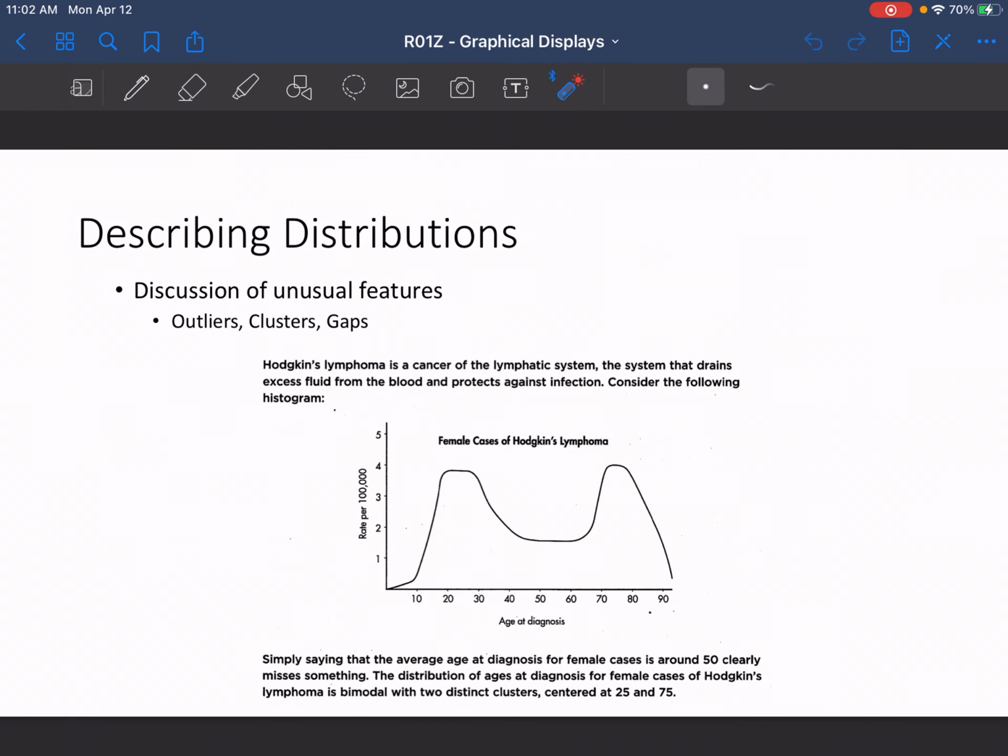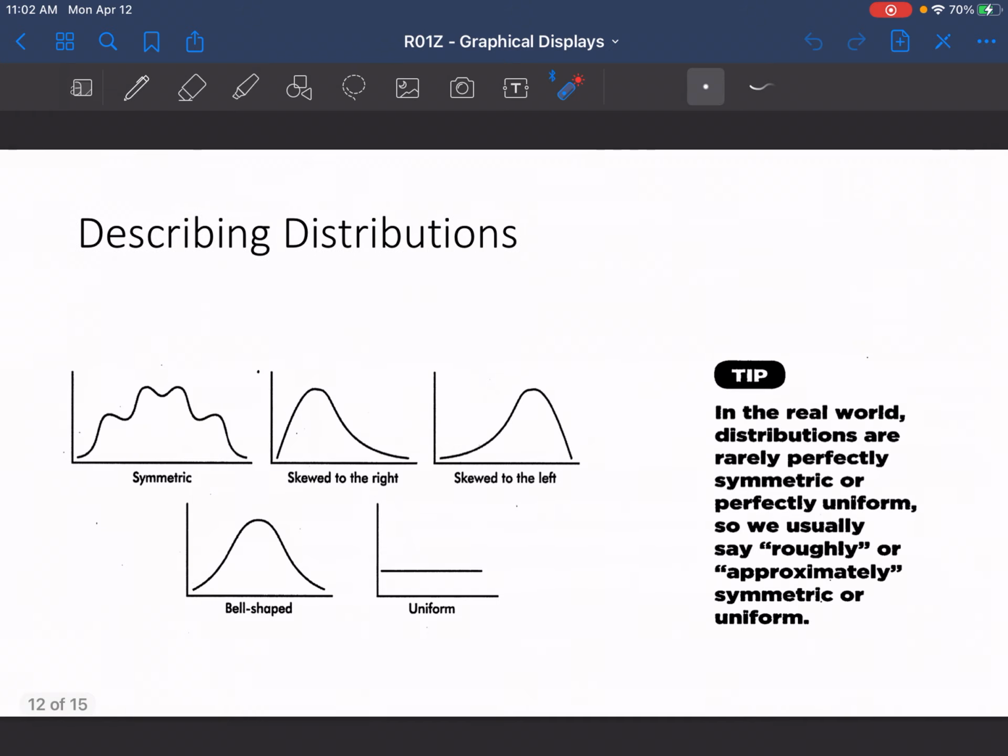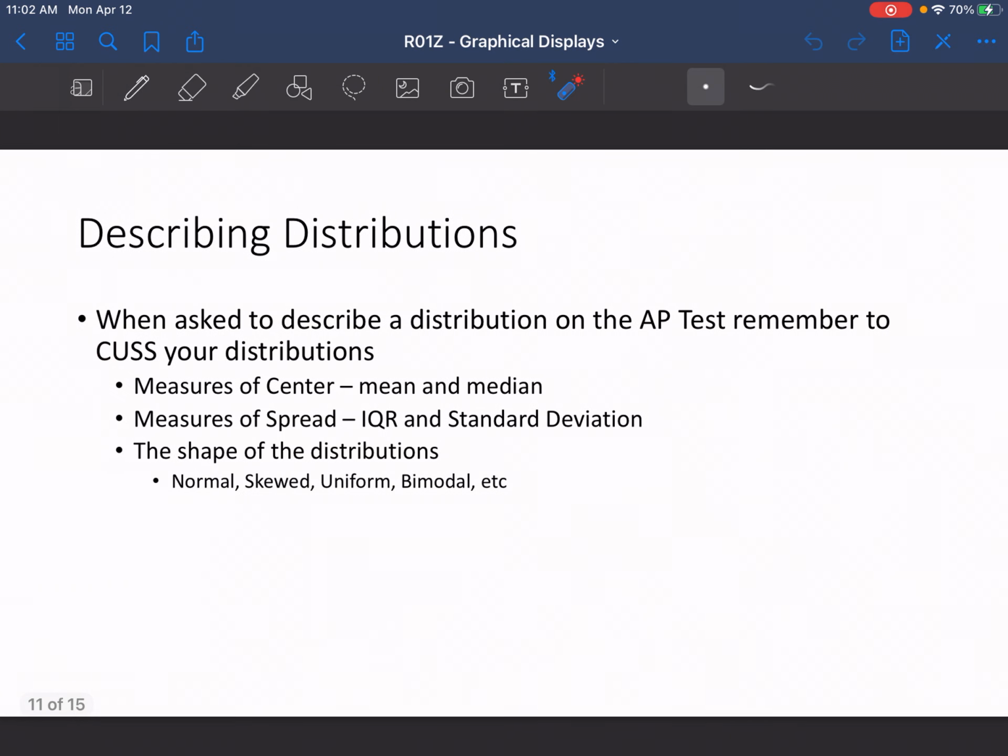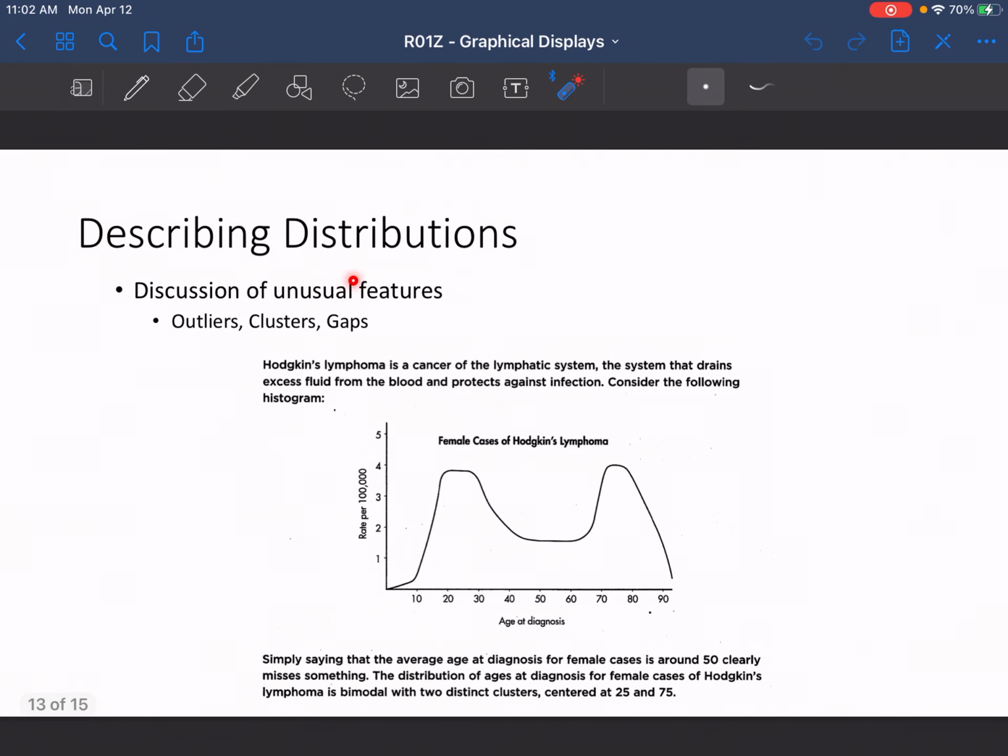Okay, the last part of CUS, or the U part: the C represents center, S represents spread, S represents shape. The U part right here represents kind of unusual features, basically. And so those are outliers, clusters, or gaps.